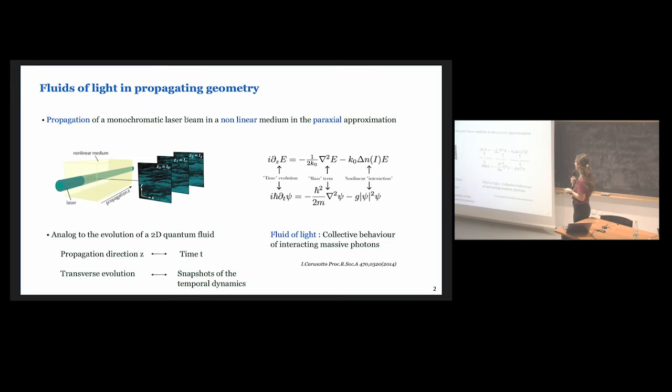The second analogy is that photons acquire an effective mass, and this is because of the wave number inside the material. The last term represents the nonlinear response of the material, which is perfectly analogous to the interaction potential found in the Gross-Pitaevskii equation. I want to mention here that the interactions in our system are repulsive, and so we have a defocusing effect. As a conclusion, we can consider that a fluid of light is a collective behavior of interacting massive photons.